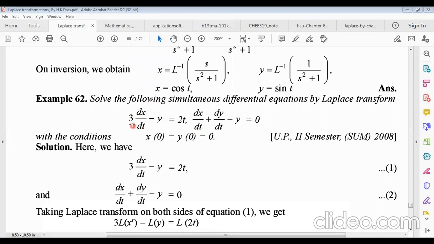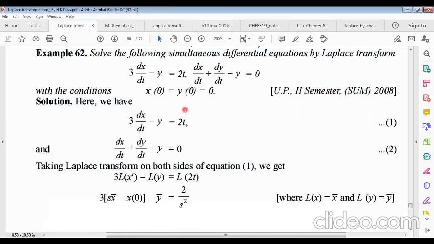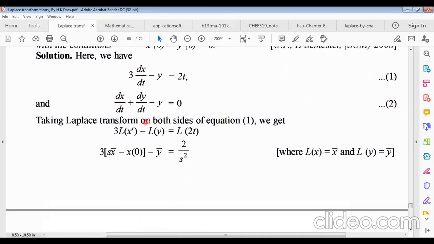And this is the next one: 3 dx by dt minus y equals 2t. This is a function of x(t), and the other is a function of x(t) and y(t). So the given equations can be written like this, as equations 1 and 2. Now taking Laplace transformation on both sides of equation 1, we get 3 times the Laplace transformation of x' minus the Laplace transformation of y equals the Laplace transformation of 2t.